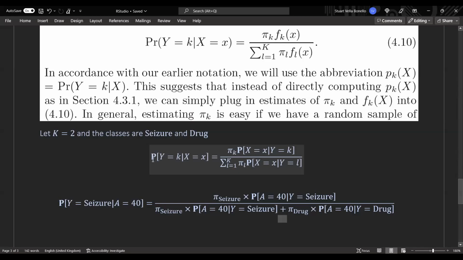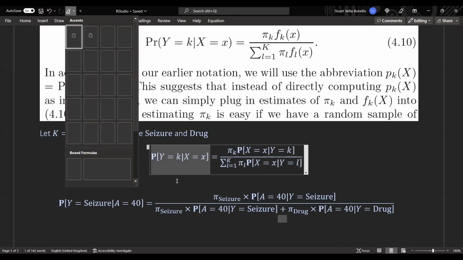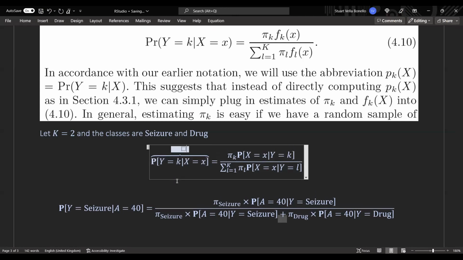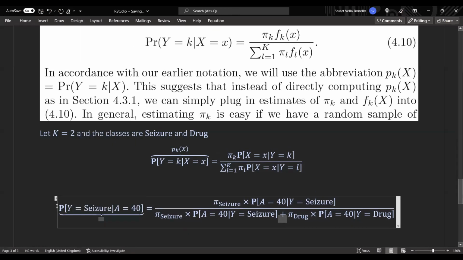So all this shall be abbreviated to P subscript k of x. How do we abbreviate this? We would say the probability of seizure given that the age is 40. So you just say 40 like that, okay?